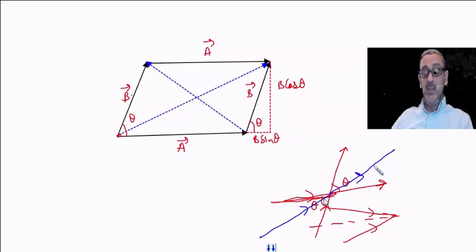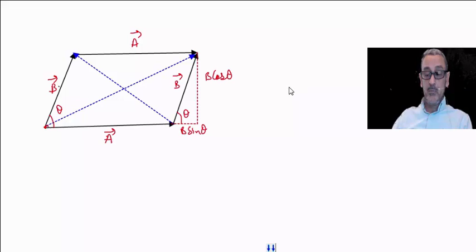Okay, so this is how we will go about it. Now in this triangle, if this is B, then this is B cos theta, and this is theta, and this becomes B sin theta. To find the resultant of A and B, we have a resultant which is given by the magnitude of the parallelogram, and we need to find the magnitude of the vector and what angle it makes with the A vector.